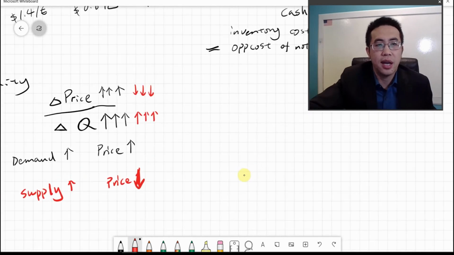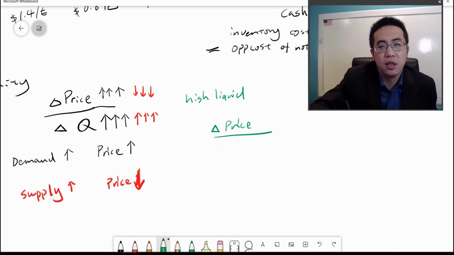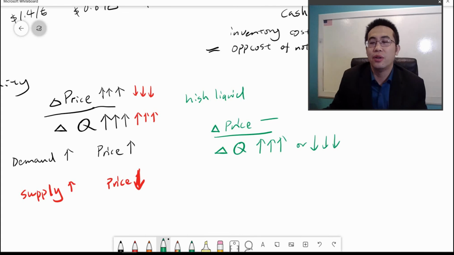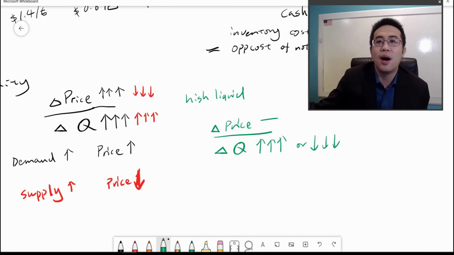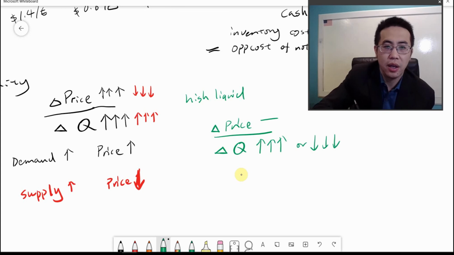A highly liquid currency would be like this. Let's say this is a high liquid one. That means when the quantity changes by a lot, either up a lot or down a lot, the price doesn't change much. The price stays stable. Even though there are a lot of people buying it, the price doesn't go up, so that's good. Or a lot of people are selling it, the price doesn't go down, so that's good for new buyers or new sellers. So this is a highly liquid asset, and that's good.